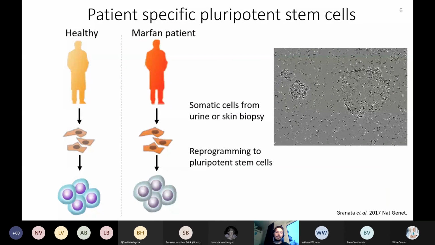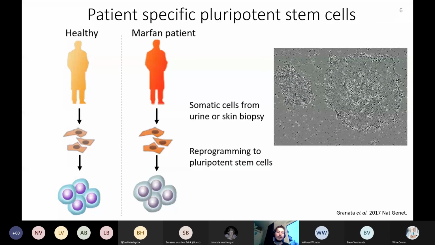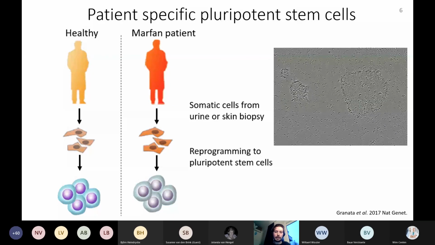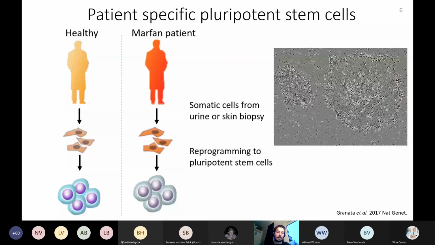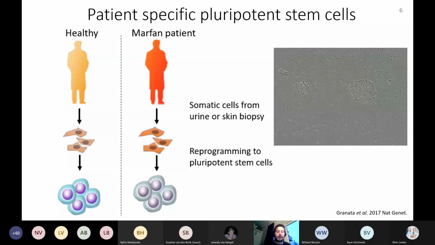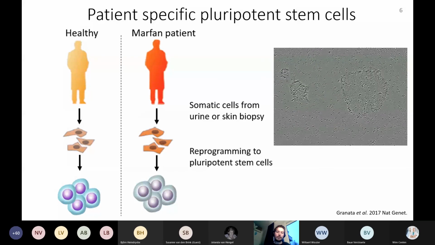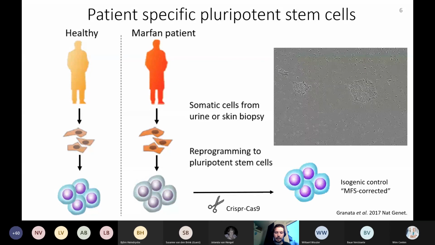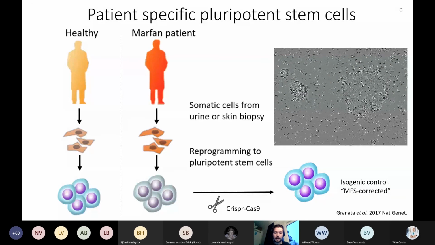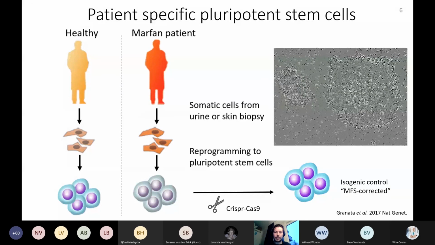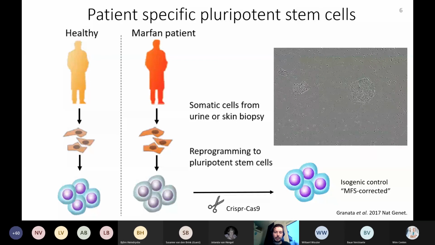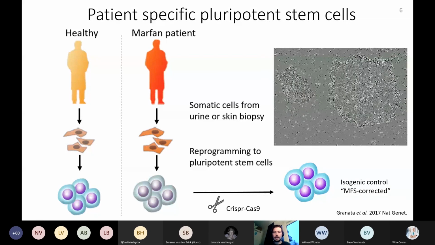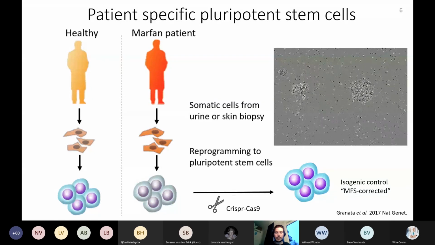To recapitulate this part so far, our strategy is to start from the patient, so to collect healthy or Marfan patient material that is somatic cells. In our case, we choose to use urine. Other groups are also using skin biopsies or blood samples, for instance. We reprogram them to pluripotent stem cells. Moreover, we can also make use of gene editing tools such as CRISPR-Cas9, where we can specifically repair the pathogenic variant in the fibrillin-1 gene, creating an isogenic line. And the benefit of an isogenic line is that the genetic background is the same.